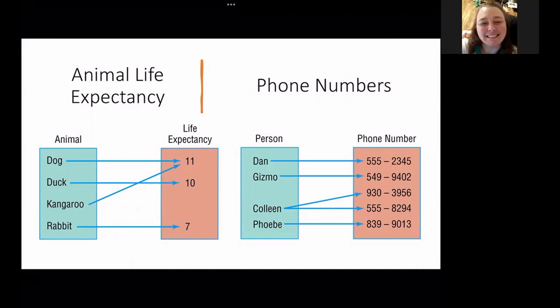Now, on the other hand, if we look at phone numbers, we've got Dan and Gizmo, Colleen and Phoebe. Well, Colleen here apparently has multiple phone numbers. So she actually has 2. So the person, in this case Dan, Gizmo, Colleen, and Phoebe, is not a function because of Colleen having 2 different phone numbers. Remember, it needs to be a 1-to-1. This one right here, it's a 1-to-1. This one right here, we've got a 1-to-2 with Colleen. So Colleen goes and messes up everything.